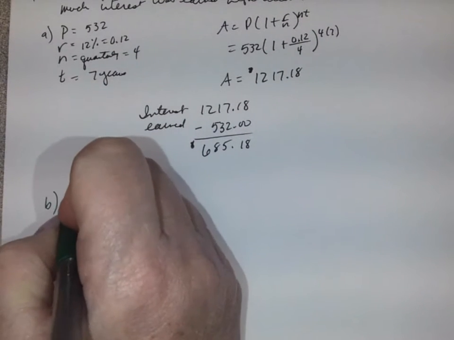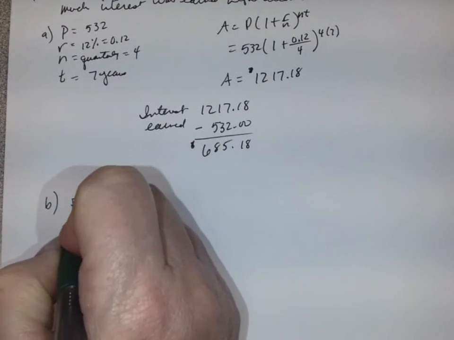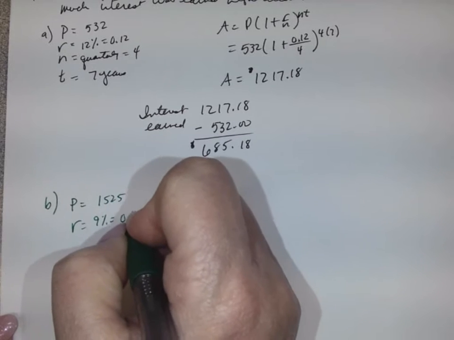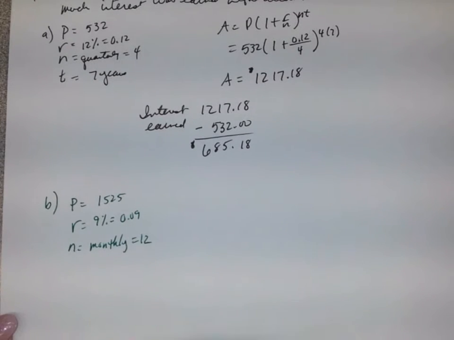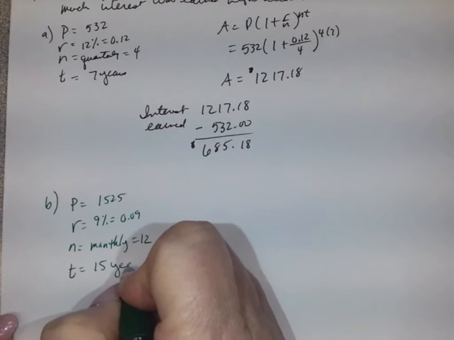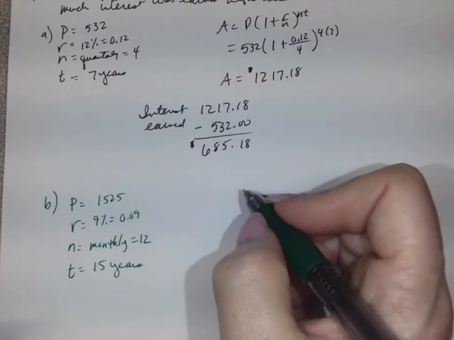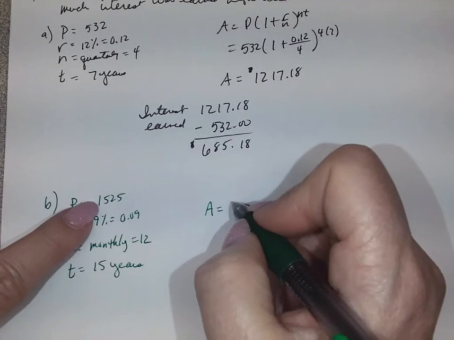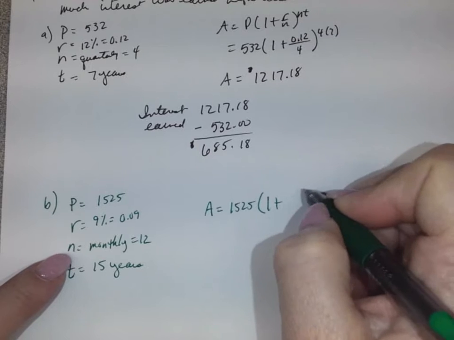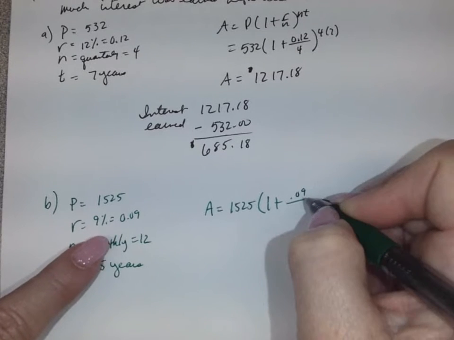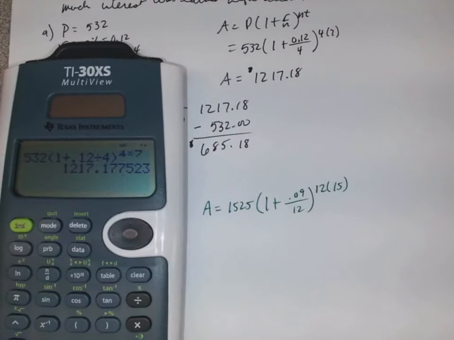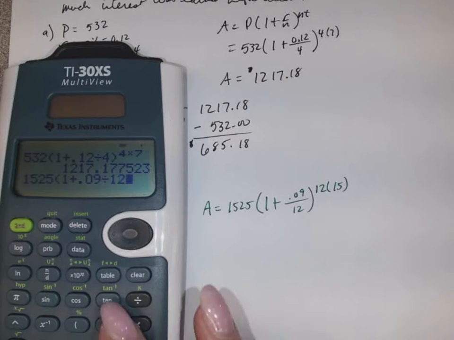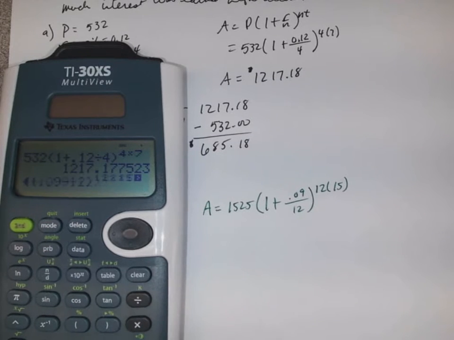So for part B, we are given P is equal to 1525. Our R is 9%, which is 0.09. Our N this time is monthly, which is 12 times a year, and the T is given to us at 15 years. So using our formula, it's the same formula we used before. We have A is equal to our P, 1525, times 1 plus our R, which is 0.09, over N, which is 12, raised to the N times our T. So we have 1525 times 1 plus 0.09 divided by 12 raised to the 12 times 15.